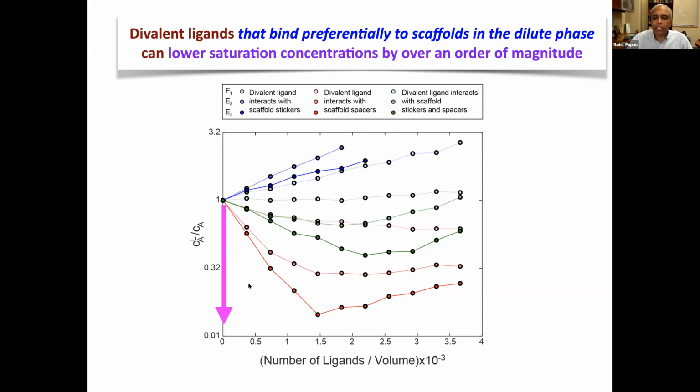In fact, what you can see is that in this particular case, as you titrate ligand concentration and you have these divalent ligands interacting with the spacers, you can increase the driving force by an order of magnitude. So now you have a ligand-mediated additional driver. In other words, it's a bit simplifying to say the components of condensates will either be clients or scaffolds. These ligands can actually be regulators.